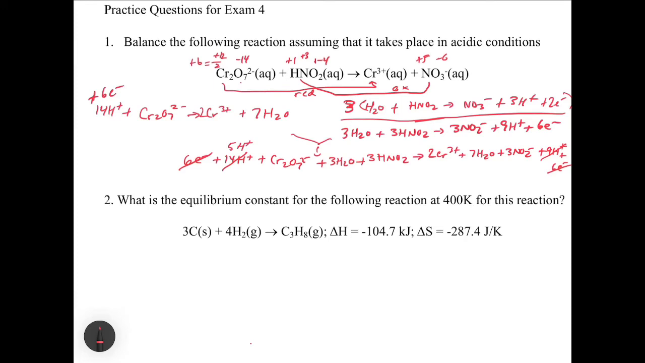Cr2O7 doesn't cancel. And then H2Os, we've got 3 on this side and 7 on this side. That's going to leave us with 4 H2O on the right. So we're going to get 5H plus over here, which is going to get an aqueous, plus Cr2O7 2 minus, which is going to get an aqueous, plus 3HNO2, which is going to get an aqueous, is going to give 2Cr3 plus, which is going to get an aqueous, plus 4H2O, which gets a liquid, plus 3NO2 minus, NO3 minus, which gets an aqueous.